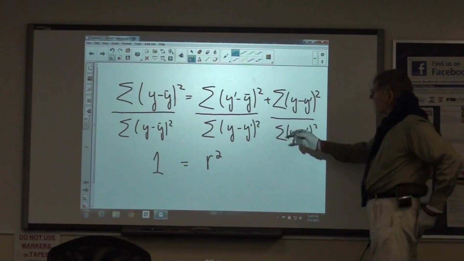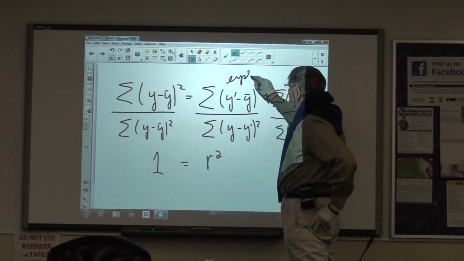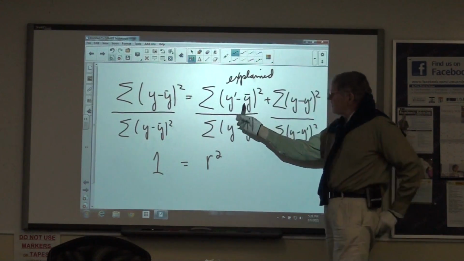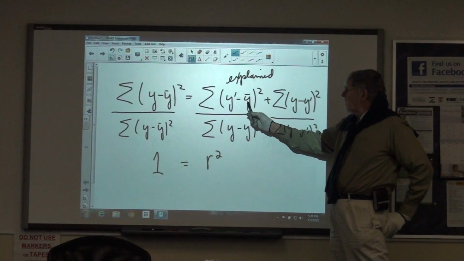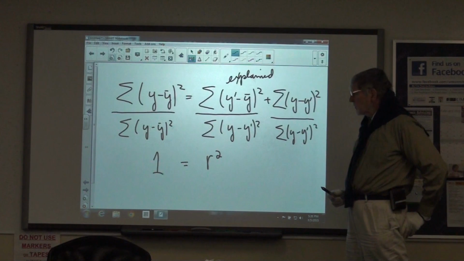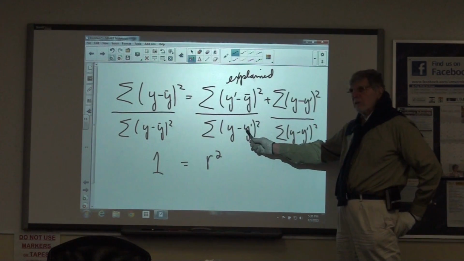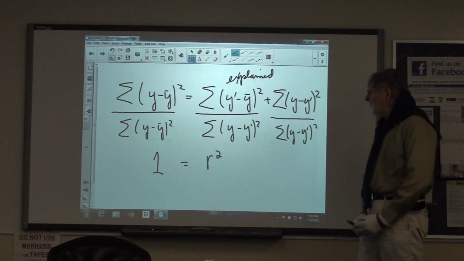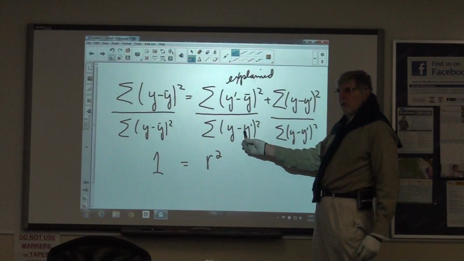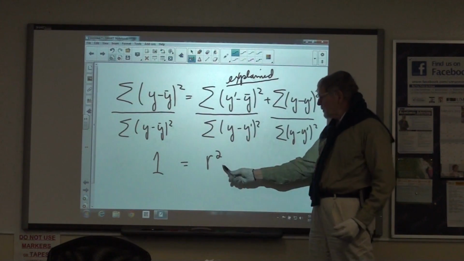Because is this not the amount of explained variation in y? The difference between the mean and the point on the regression line is explained, agreed? So is not r squared the percent of the total variation? This is the total variation, true? So the percent of the total variation that is explained by correlation is r squared.